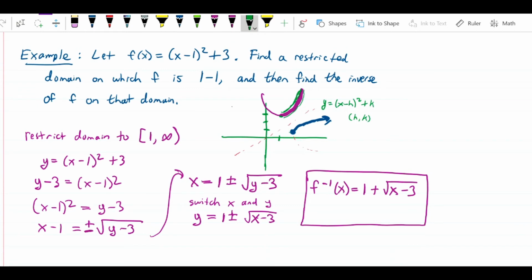So just to clarify, the question was to find the inverse of the function on a restricted domain. This is, in fact, the answer to that question.